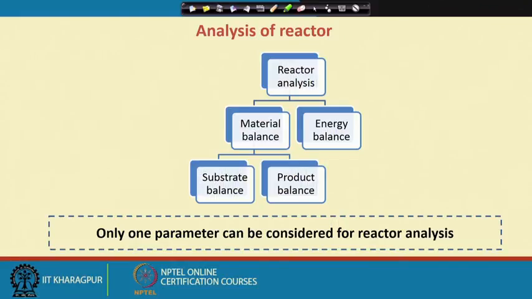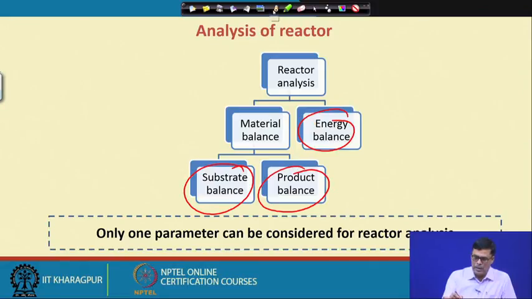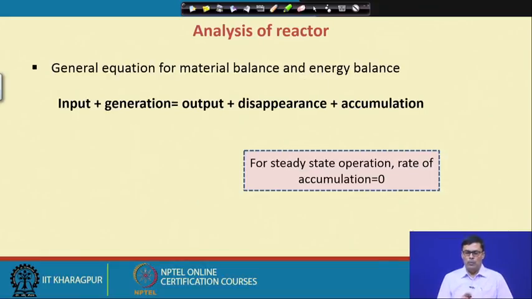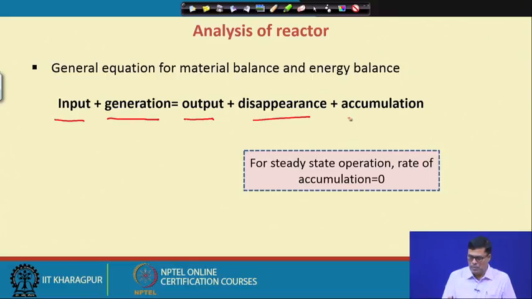Now first let me discuss the analysis of the reactor. We have the material balance, where we can do the substrate balance and the product balance, and also the energy balance. So there are three different ways we can do that: one is substrate balance, another is product balance, and the third is energy balance. We can do this balance of the equations. Then if you look at the formula, what kind of equations do we have for the reactor analysis?